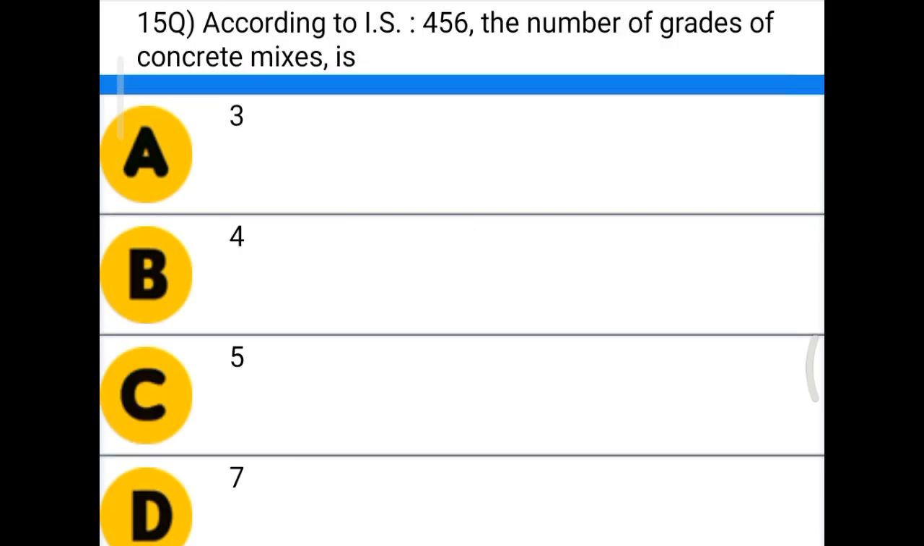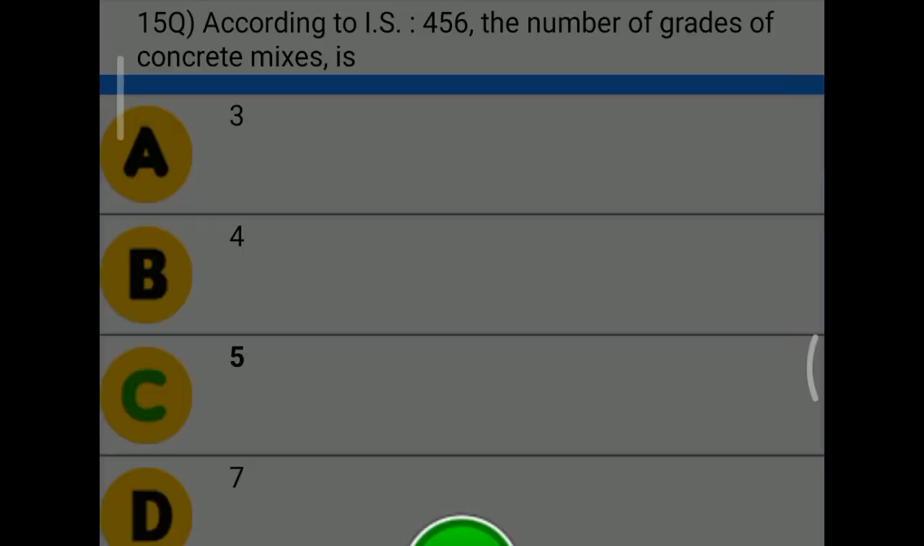Next question, according to IS 456, the number of grades of concrete mixes is option A, 3, option B, 4, option C, 5, option D, 7. So the correct answer is option C, 5.